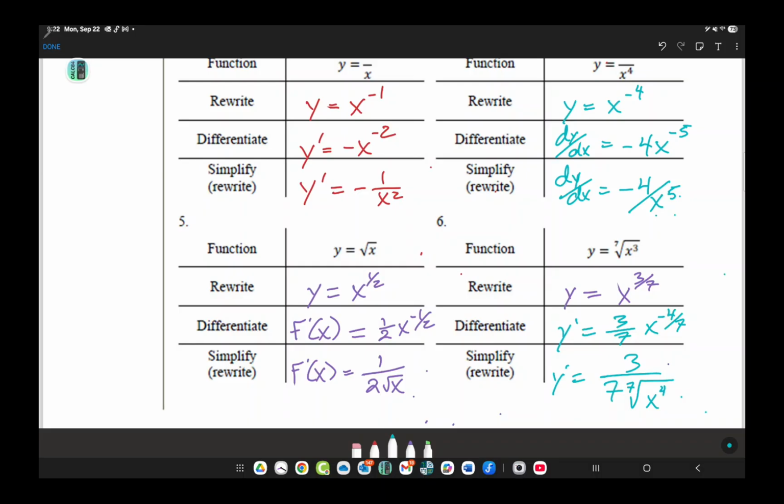If it was already a negative exponent, then yes, you would bring down a negative, like we did for the first two. But for 5 and 6, you always bring down the original exponent and then subtract. The negative exponent just moves it to the denominator.